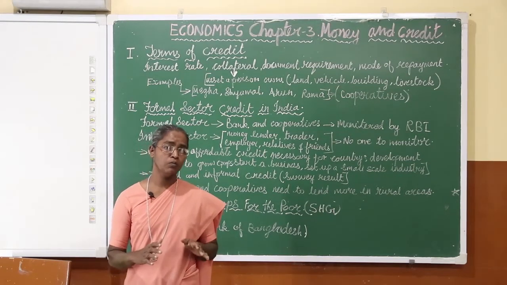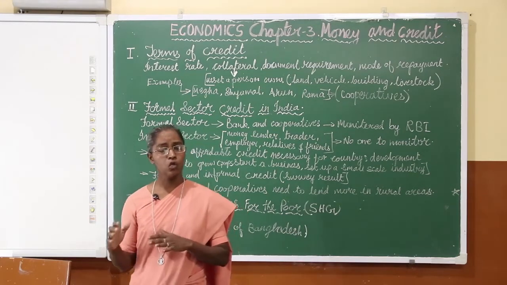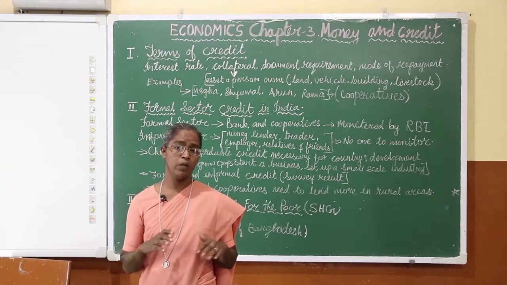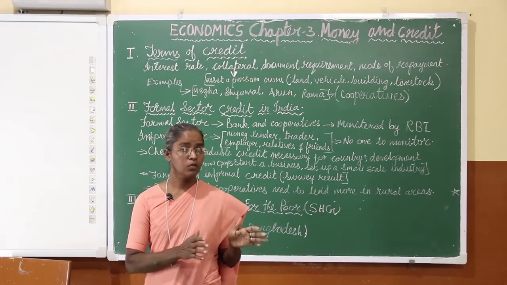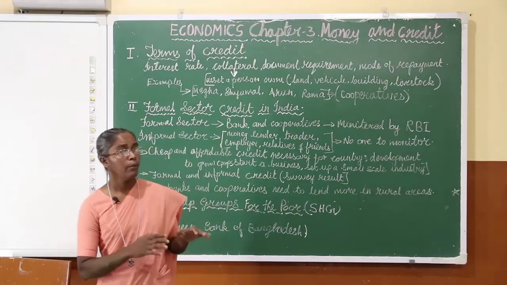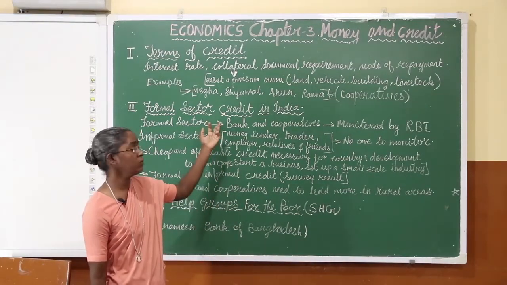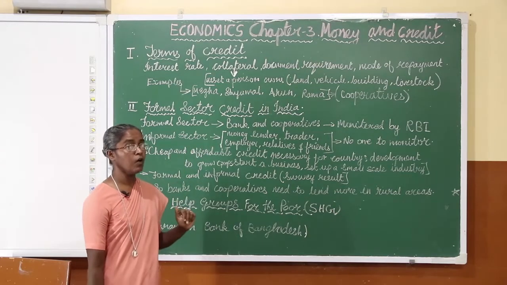And the RBI makes sure that these banks not only stand for the rich section of the society, but also benefit the poor section of the society. But it is not 100%; only to some extent is the RBI able to monitor this. And the second one is the informal sector.